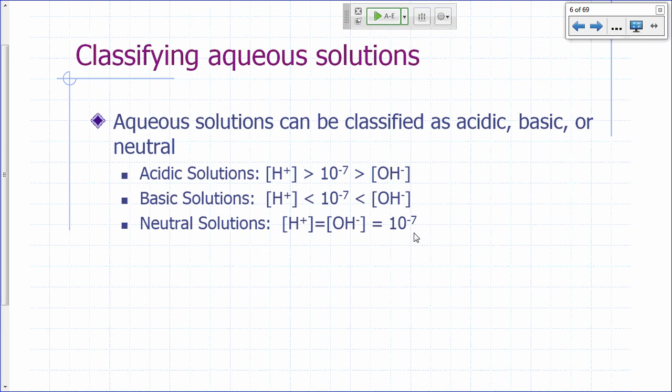So an acidic solution is one where H plus is larger than 10 to the negative 7, and necessarily hydroxide would have to be less than 10 to the negative 7. Now, if it's the other way around, if your hydroxide is larger than 10 to the negative 7, then your H plus is going to be less than 10 to the negative 7. You have what's called a basic solution. And if it so happens that H plus and hydroxide are both equal to 10 to the negative 7, it doesn't have to be pure water. They can be made to be both 10 to the negative 7. Then you have what's called a neutral solution.